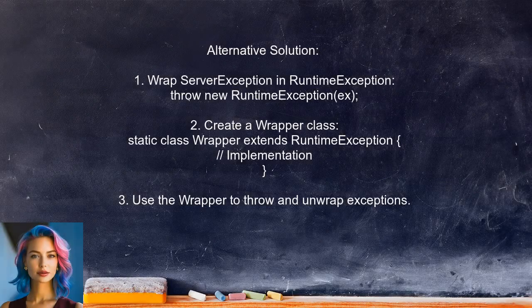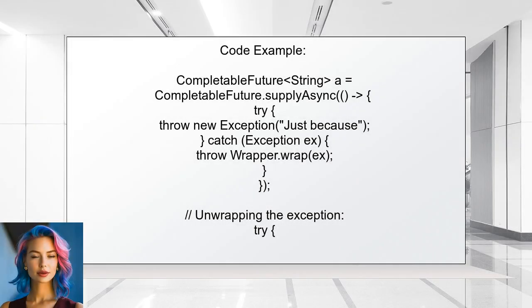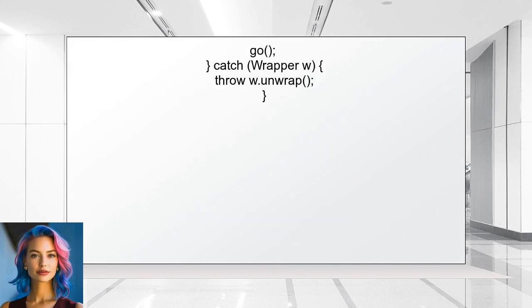One alternative approach is to wrap the server exception in a runtime exception. This allows you to throw the exception without handling it directly. You can also create a utility class called wrapper to manage exceptions more effectively. In the provided example, you can throw an exception inside a completable future and wrap it using the wrapper class. Later, you can unwrap it to retrieve the original exception.